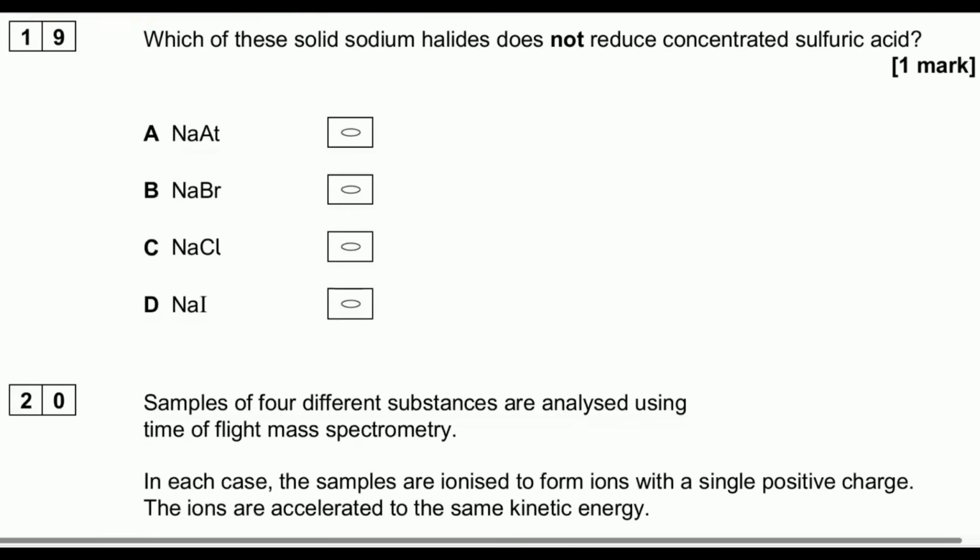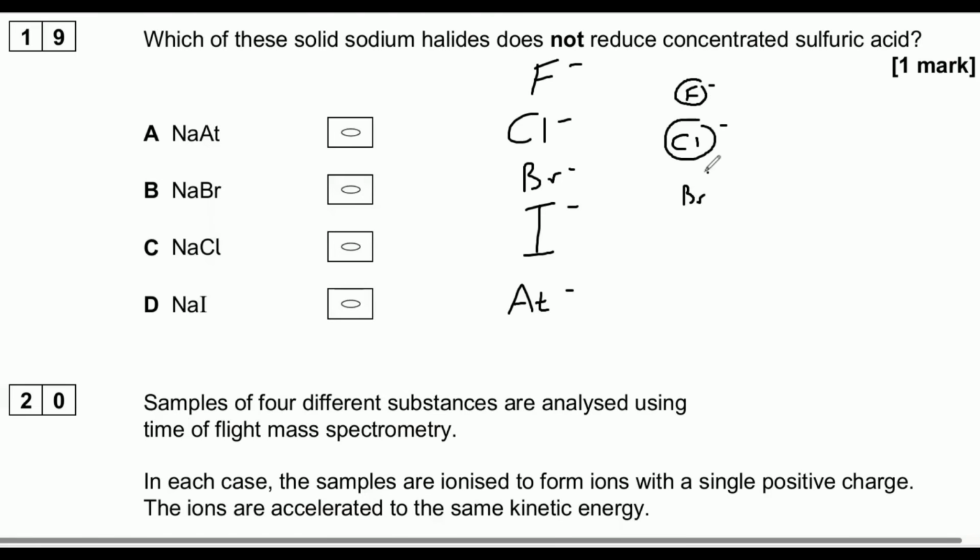Which of these solid halides does not reduce concentrated sulfuric acid? So here you've got to know about your group 7 reducing ability. If you look going down the group, you've got fluorine, chlorine, bromine, iodine, astatine. As we go down the group, these ions get bigger and less able to hold on to that outer electron. So the smaller the ion, the closer that outer electron is to the nucleus and the less able it is to give it away.